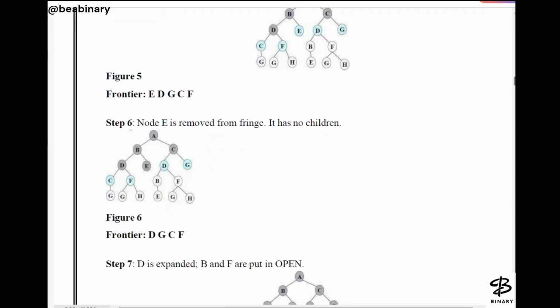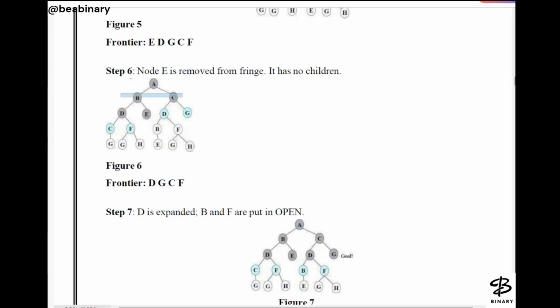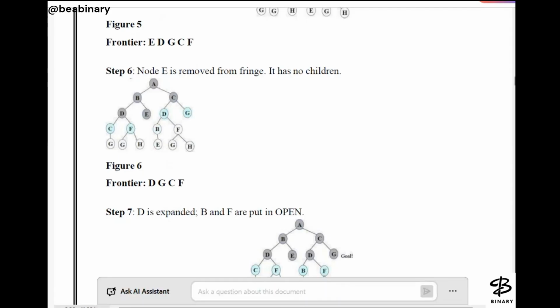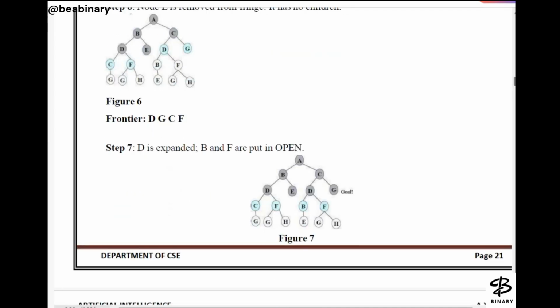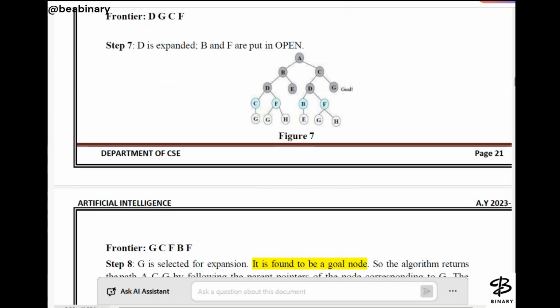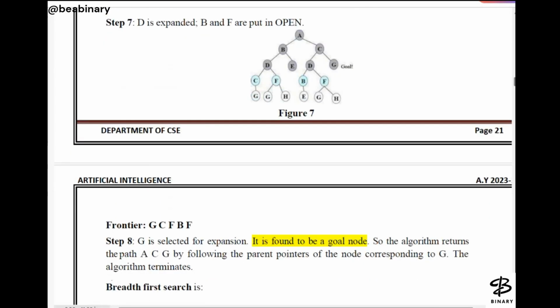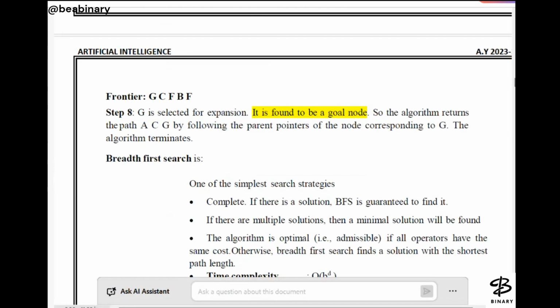Now, what is next? We need to expand D here first. You can see here, first this horizontal level will be expanded, and then this will be completely expanded. So after expanding D, we get B and F, which are put in the open list. Now, what is the frontier here? After expanding D, B and F. So the frontier is G, C, F, B, F, right? Now G is the next step, and G is a goal state.